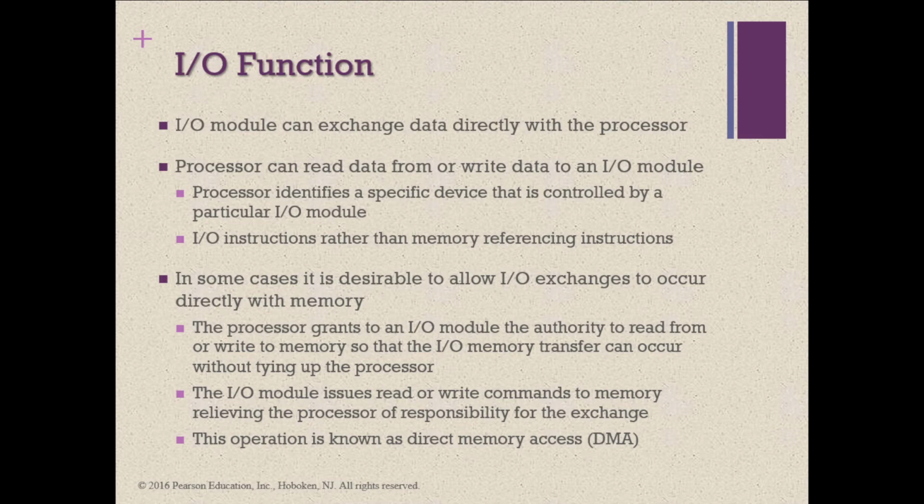In some cases, it is desirable to allow I/O exchanges to occur directly with memory. In such a case, the processor grants to an I/O module the authority to read from or write to memory so that the I/O memory transfer can occur without tying up the processor. During such a transfer, the I/O module issues read or write commands to memory, relieving the processor of responsibility for the exchange. This operation is known as direct memory access, and it is also discussed in chapter 7.